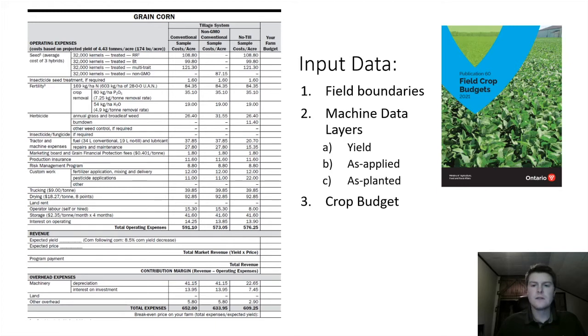So no matter what, this is kind of the basic outline. You need a field boundary. You're going to need a revenue number of sorts from yield, and then you're going to need to take that off from your expenses. As you can see on the left, this is a template that you will find in OMAFRA Publication 60, and this guide essentially helps guide us through reasonable cost estimates for various aspects of our operations. As you can see, all the parameters there. I won't go through them all for sake of time.